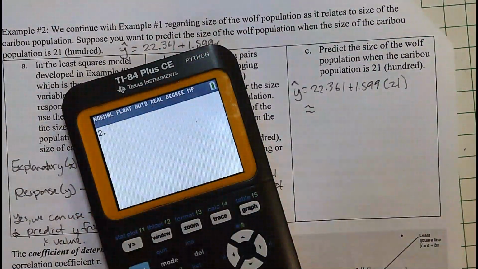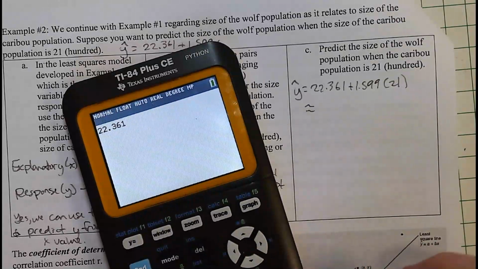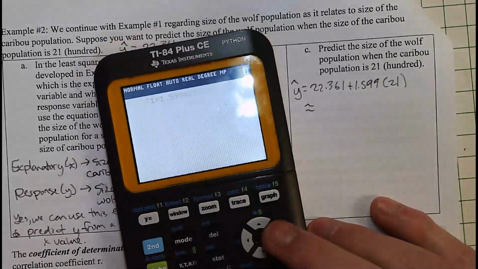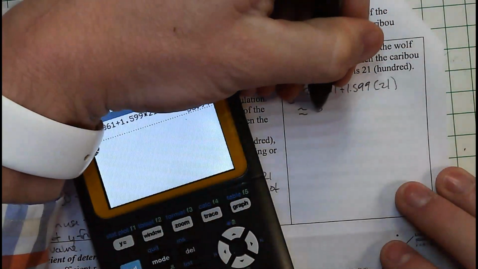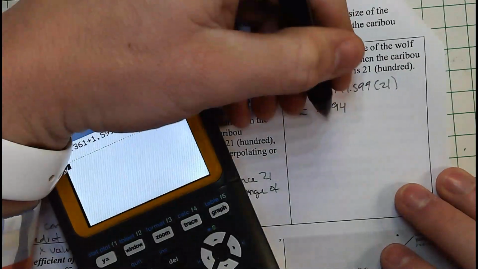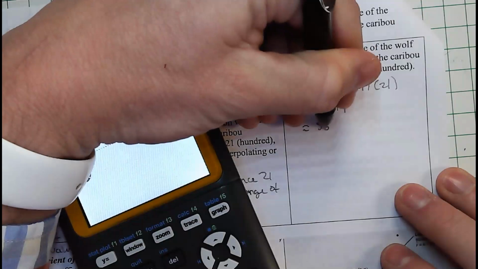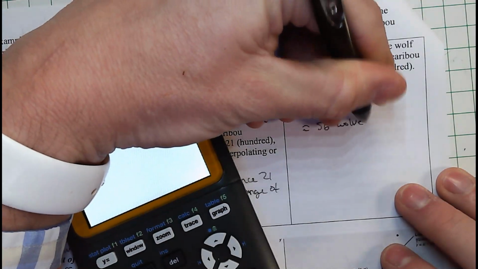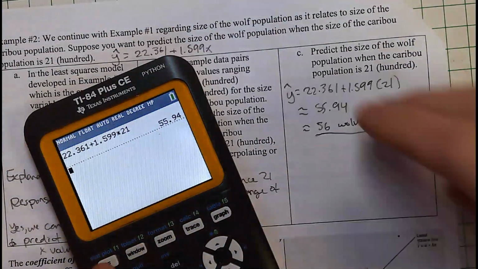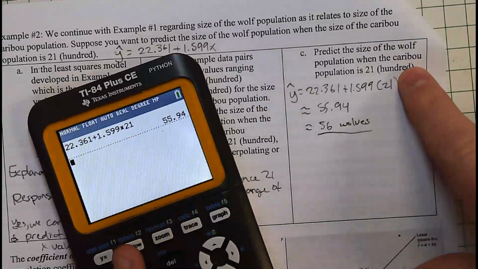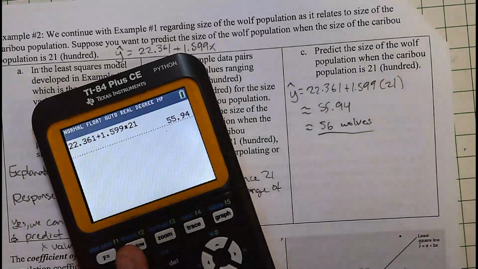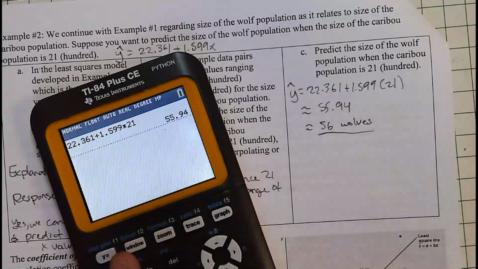And I'm going to need to come back to that because I want to talk about r squared. I did not do a good job of setting this up in the notes. So 55.94. Now, for a real world answer, they might have you round to the nearest whole number. So there's around 56 wolves. Just round up. That would make sense because you wouldn't have 55.94 wolves. If the caribou population is around 21, you'd predict around 56 wolves. This y hat means it's not going to be exact. It might not be exactly 56, but that's going to be our best guess.